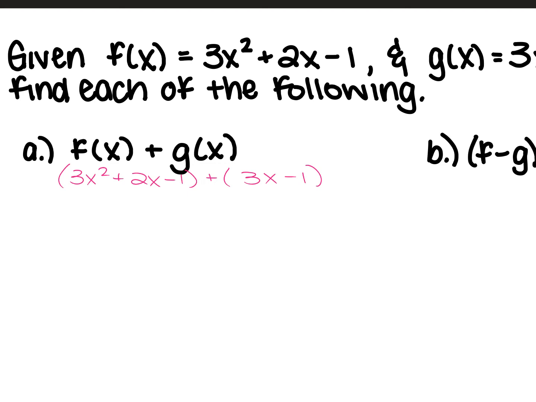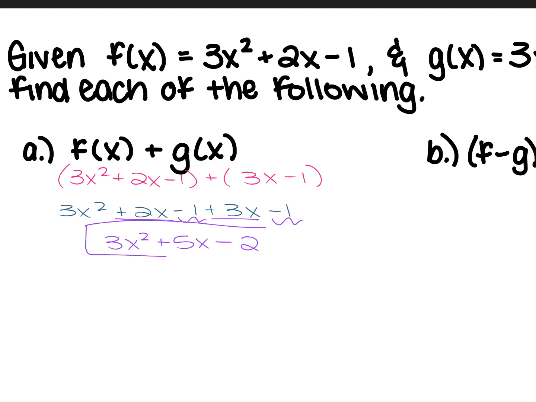So get rid of your parentheses, combine like terms. That's going to give us 3x squared. The 2x plus 3x is 5x. And then the negative 1 minus 1 is negative 2. So 3x squared plus 5x minus 2 is f of x plus g of x.